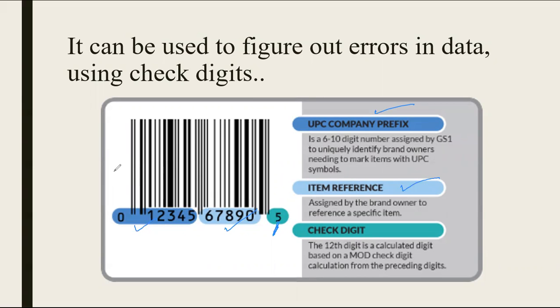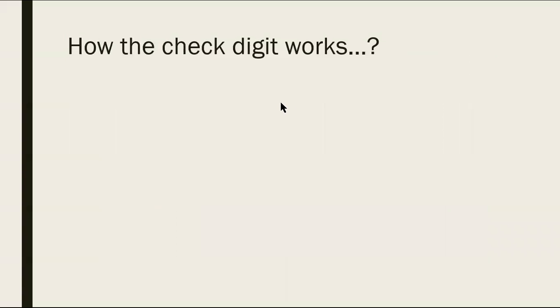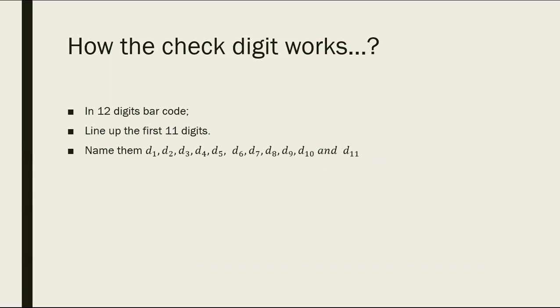So this UPC always follows a pattern and uses some modular arithmetic. We'll simply go and see how it works. So the procedure for this UPC is like this. There are a total of 12 digits in any barcode, like the UPC code. We first take the 11 digits and line them up. We name them, for example, the first digit to be D1, the second digit to be D2, and so on up to D11. Because there are 11 digits, we are leaving the 12th digit to be the check digit.